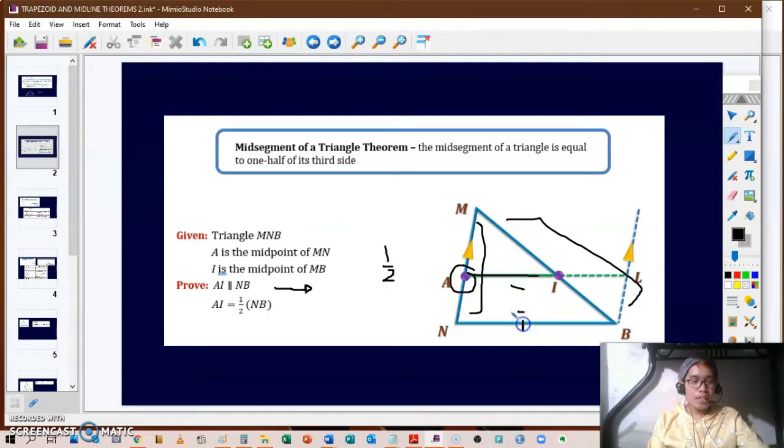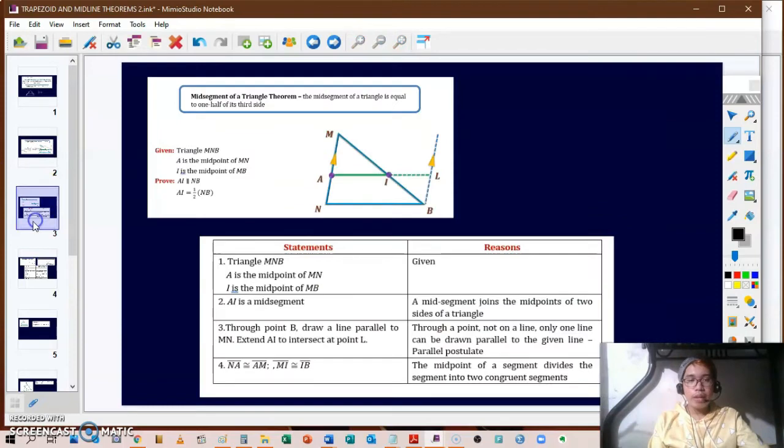The third side is the side that the mid-segment does not cross, so it's NB. So 1/2 NB is the one that we have to prove. So how do we do that? Here are the proofs. For number 1, we have triangle MNB, and A is the midpoint of MN and I is the midpoint of MB. Those are given.